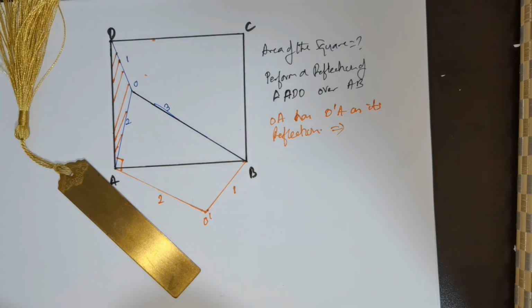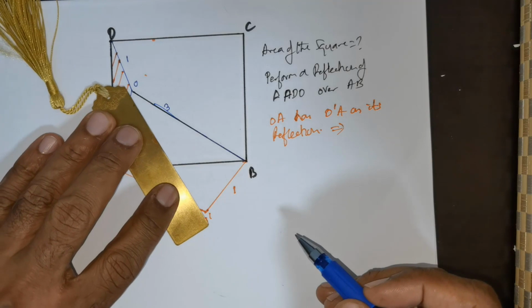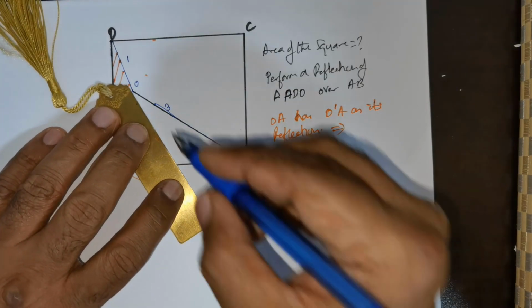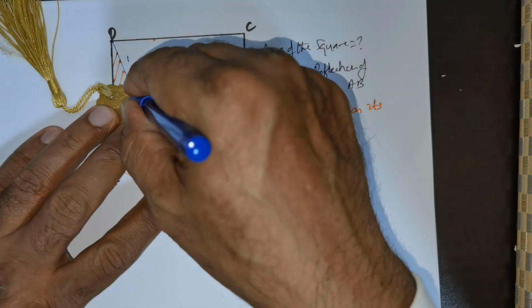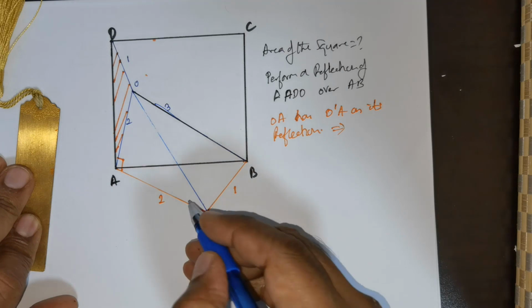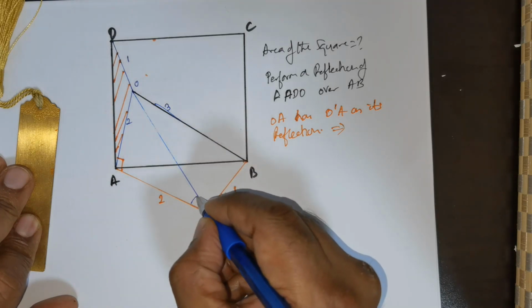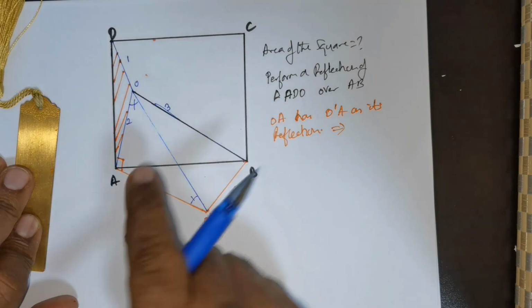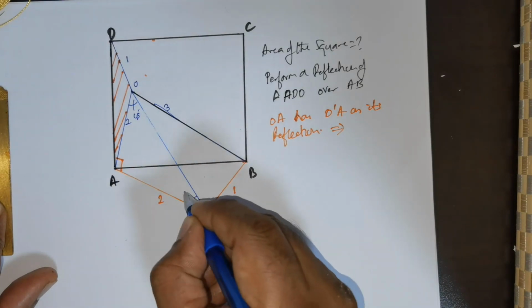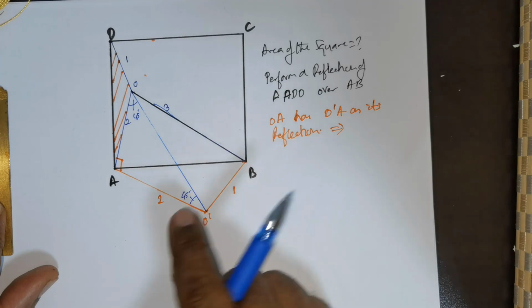So if I were to draw a line like this, this is isosceles, so this angle will be same as this angle. This is 90, so this should be 45 and this should be 45.